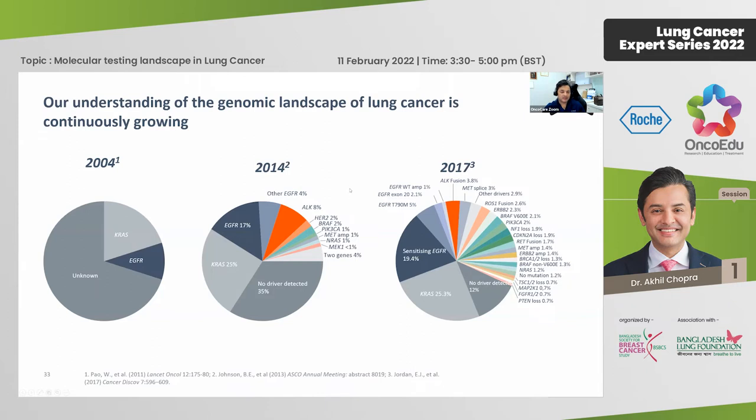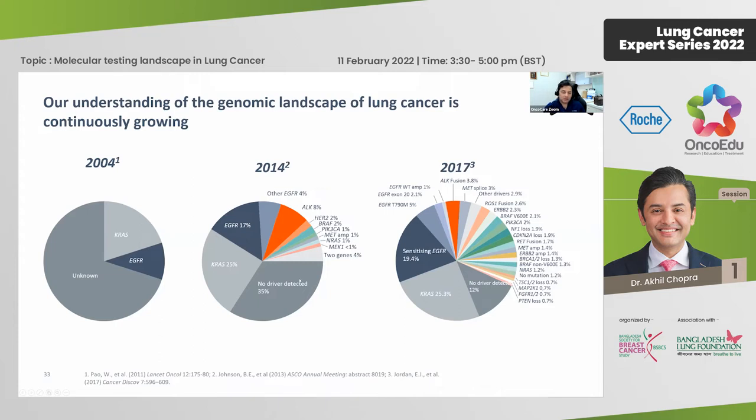we found that more than 65% of lung cancer specimens showed or could have a driver mutation. This is data from the West, where 17% of the samples had EGFR mutation-driven cancers, 25% had KRAS, and a small proportion had ALK, HER2, BRAF, PIK3 kinase, MET amplification, NRAS, and MEK1. But still in about 35%, we could not find a driver mutation.